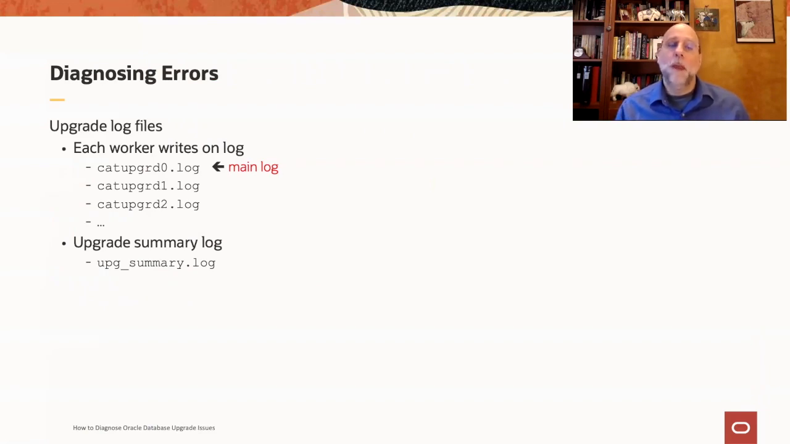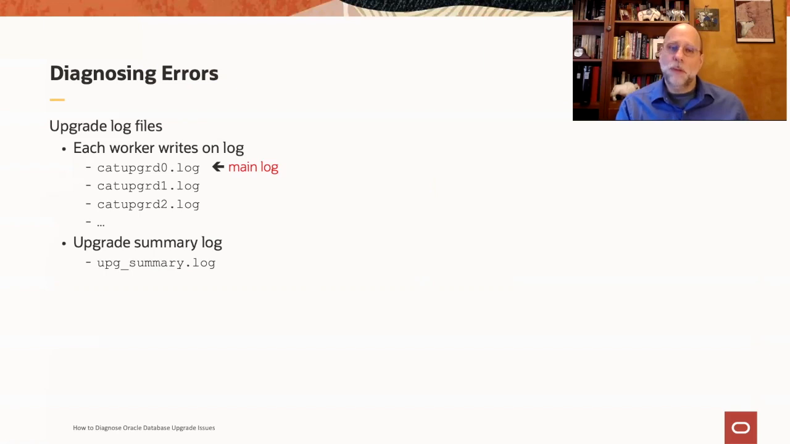And then if you have parallelism, say you have parallel 4, then you'll also have catupgrade1, 2, and 3. So a total of 4 log files. One log file for each process used by the upgrade. catupgrade0.log is always going to be the largest by far, and that's because not everything in the upgrade can be run in parallel. So even the things that are run serially are going to show up in catupgrade0.log.